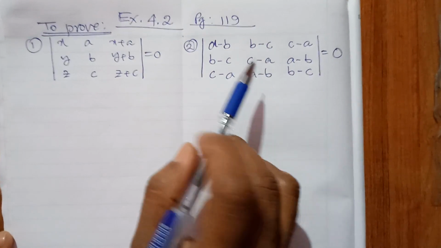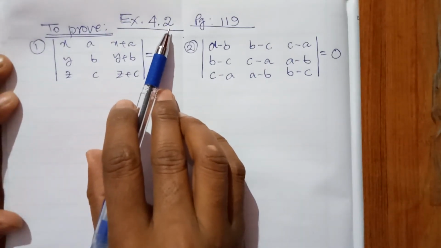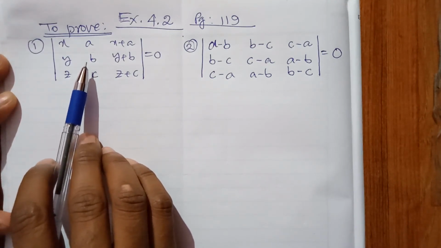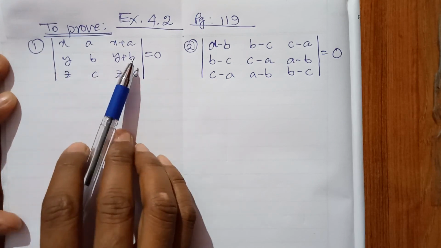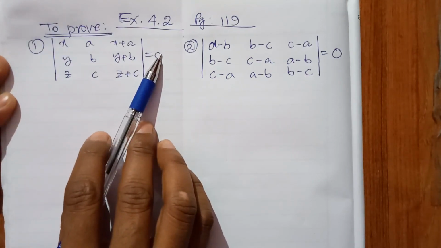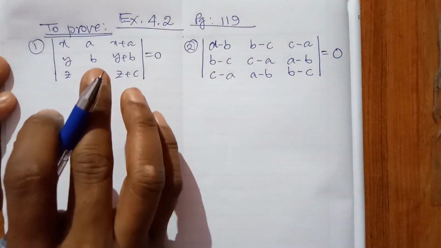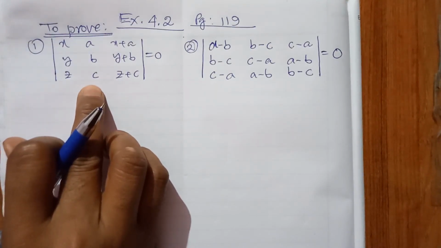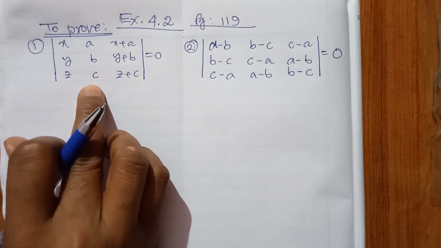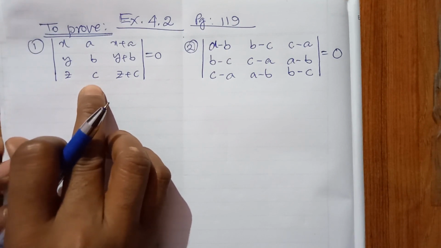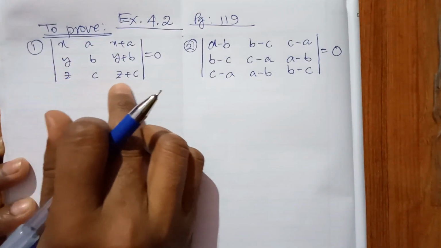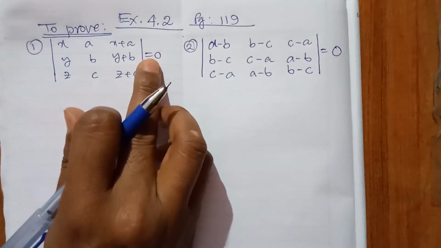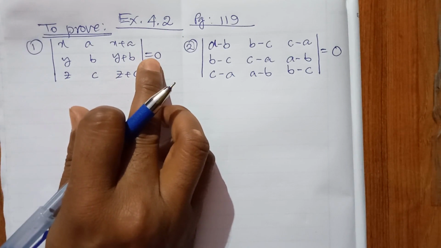So here is exercise 4.2. In this exercise some questions are given, you have to prove them. Question number 1: a determinant is given and you have to prove that the determinant is equal to 0 by using properties without expanding. First you apply the properties, and if it is required, at the end you can expand the determinant, but in the beginning don't try to expand this determinant. So always try to apply the properties.